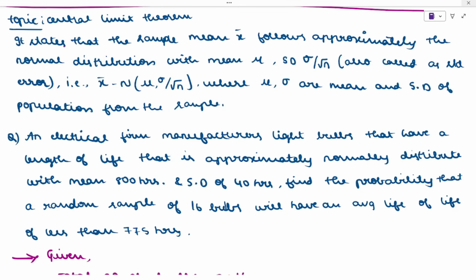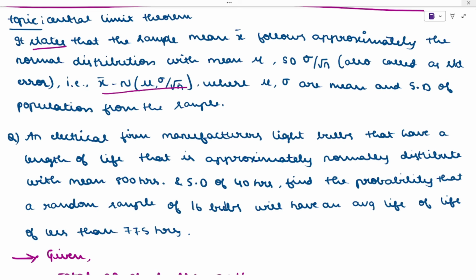What does it state? The statement is given here. It states that the sample mean x bar follows approximately the normal distribution with mean mu and standard deviation sigma by root n, which is also called the standard error. That is, x bar follows N of mu comma sigma by root n, where mu and sigma are the mean and standard deviation. This is the formula that we have.